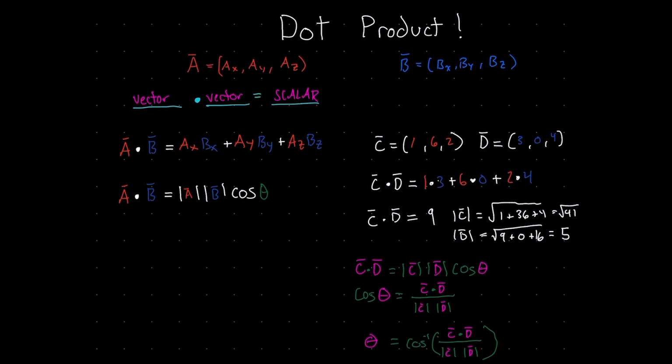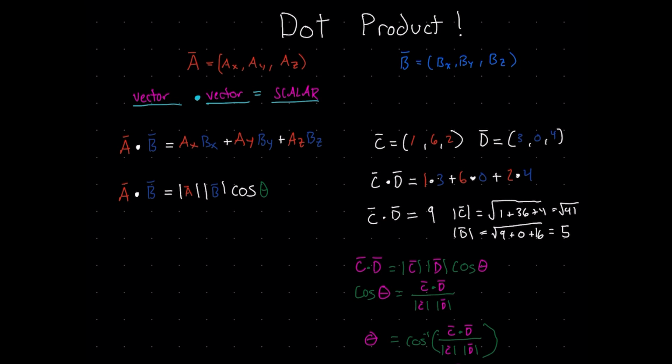So really in the end, the one thing you seriously have to remember is that a dot product always returns a scalar. So a vector dotted with a vector will give you a number.